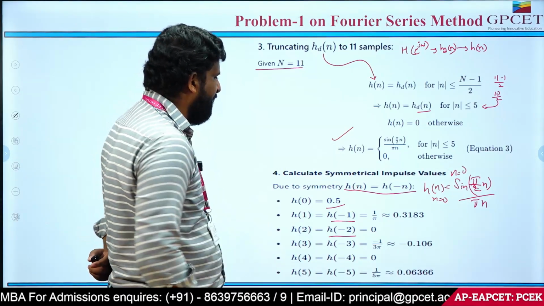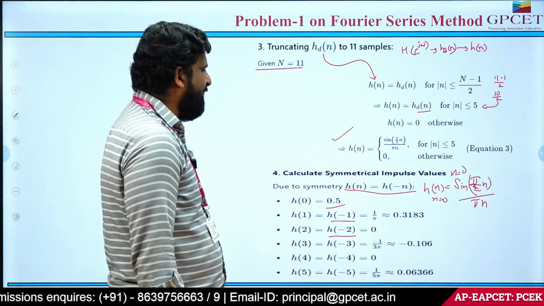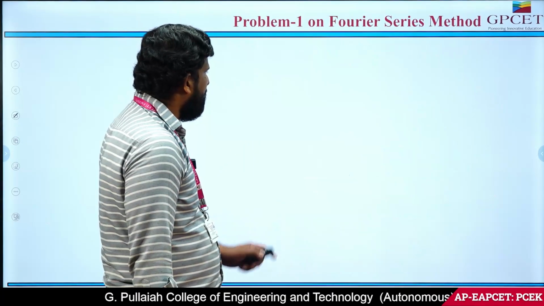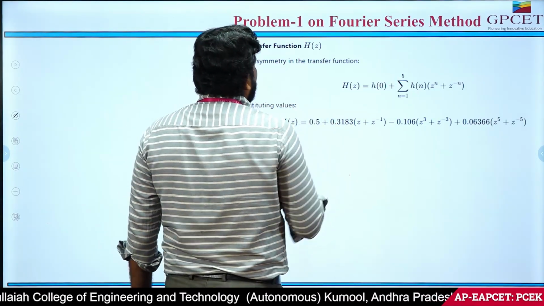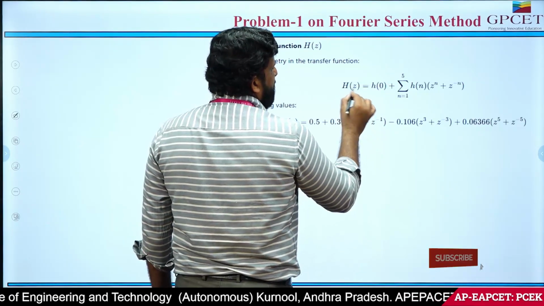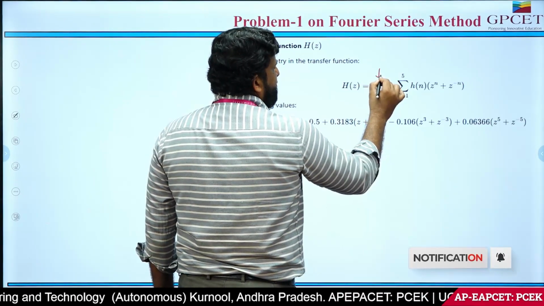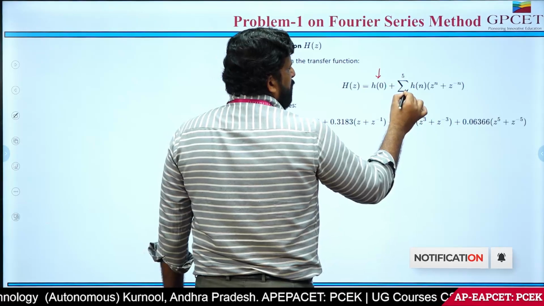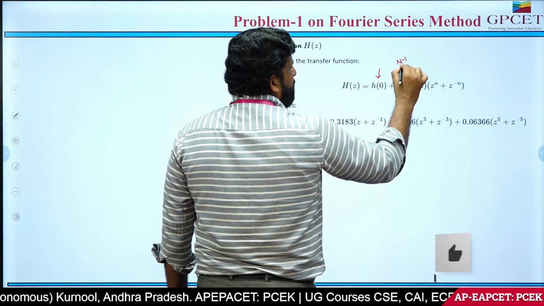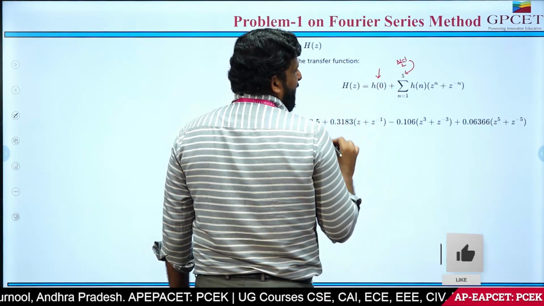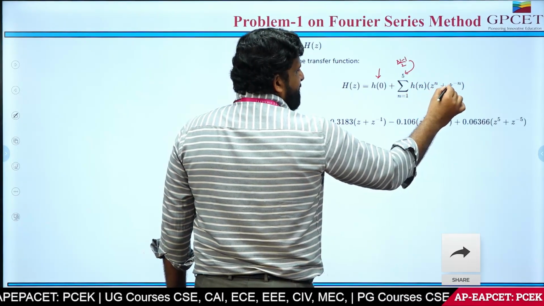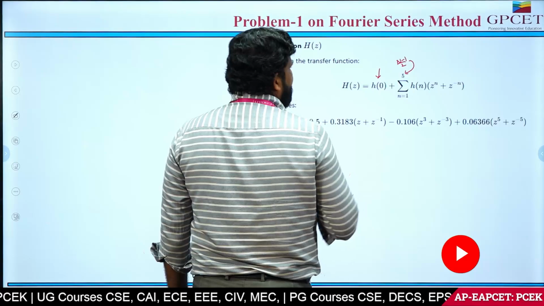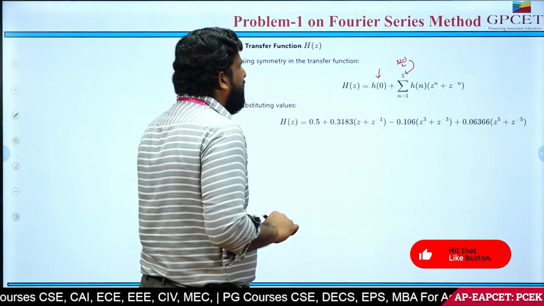So third step, we found all the symmetrical values. Now going to another step. After doing this using symmetry in the transfer function, we know that H(z) is equal to h(0) plus the summation for n equal to 1 to (N minus 1) by 2. So (N minus 1) by 2, the value will become 5, summation n equal to 1 to 5, h(n) into z power n plus z power minus n. So here, this is nothing but the transfer function we got.